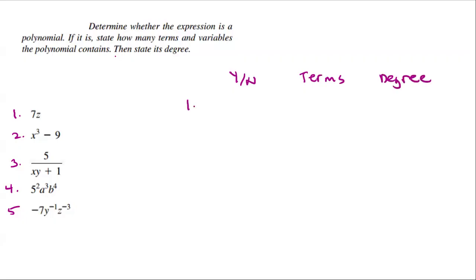All right. So for the first one, is that one a polynomial? 7c. Yes or no?